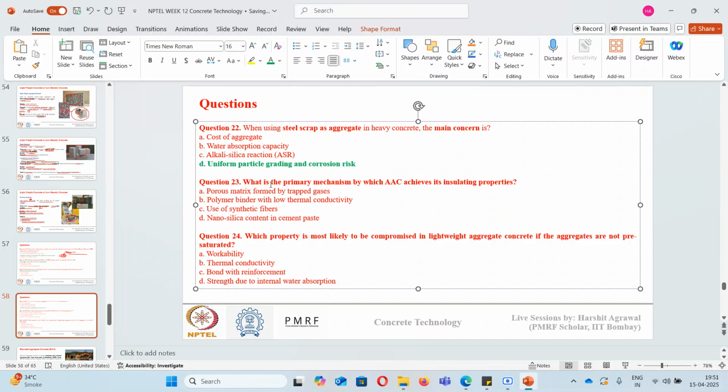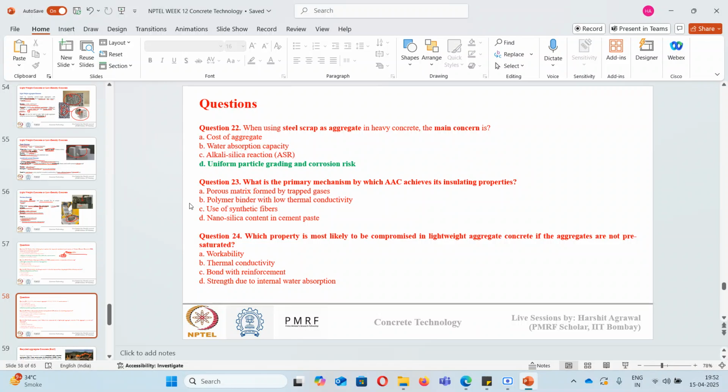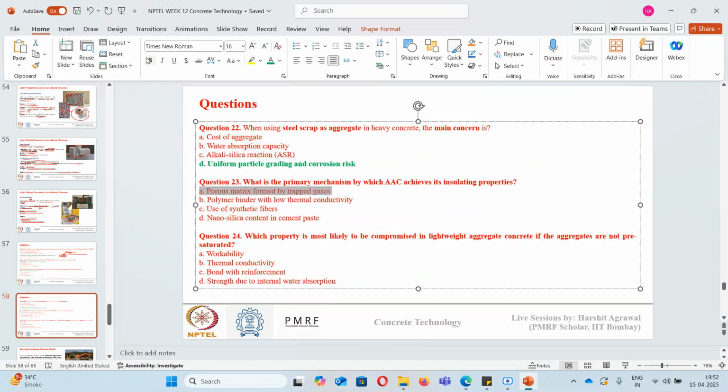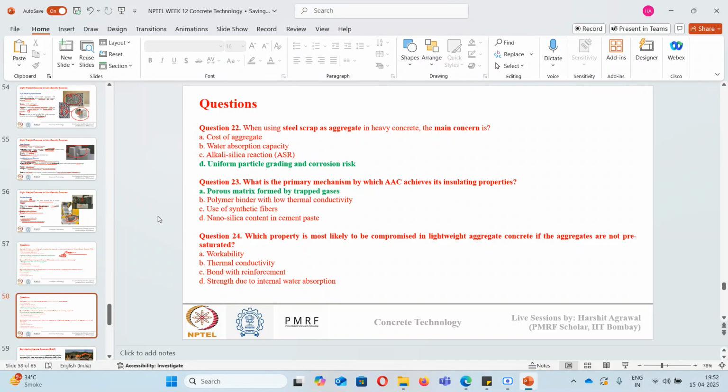Question number 23. What is the primary mechanism by which AAC achieves its insulating property? The correct answer will be option A. It is due to the porous matrix formed by the entrapped gases. So we have talked about how AAC consists of tiny air pockets which are formed due to the chemical reaction of the aluminum powder with the calcium hydroxide. And these pores reduce the thermal conductivity, which gives the aerated concrete its insulating property.